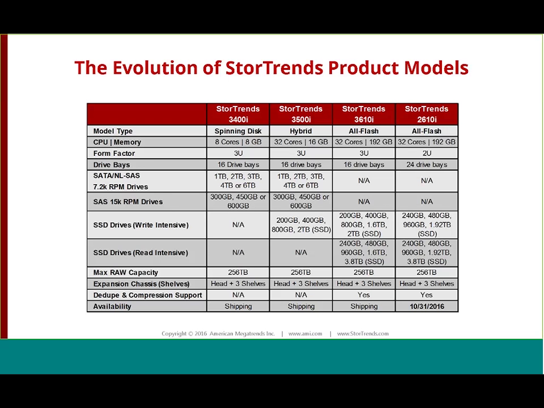So the 3500 was created to give customers the performance they needed, but at the same time to give them the same capacity that they were used to in that 3U appliance.